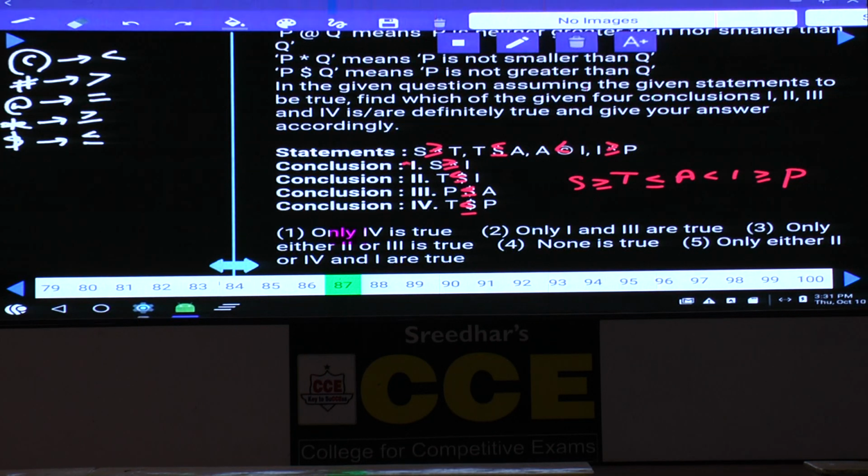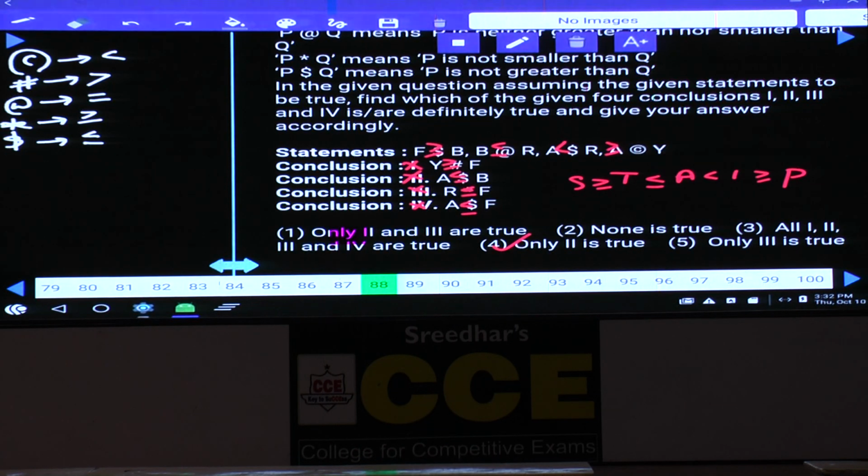Then in this one, first one S greater than or equals to I. Between S and I there are two opposite symbols, so that is ruled out. Next one, T and I: between T and I, T lesser than I is true, equal to I is false. P and A: between A and P there are two opposite symbols, that is false. And T and P, the relation between T and P is again false. So none is true, that is choice 4. 87, it is choice 4.